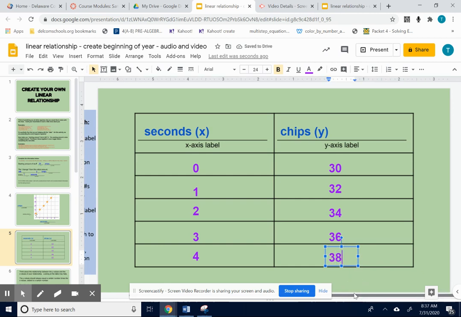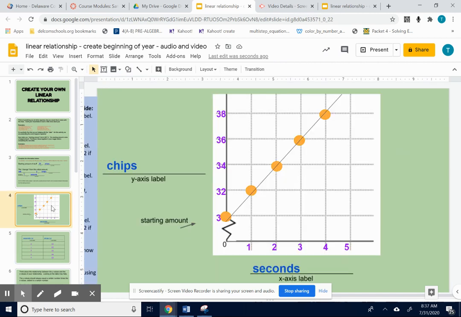So basically, you're just graphing the coordinates. You're just writing the coordinates of the points on the graph that you just made. Because this is really 0, 30. This right here is really coordinates 1, 32. Okay, 2, 34, 3, 36, 4, 38. But again, let me know if you're having any questions with any of this as we go along.